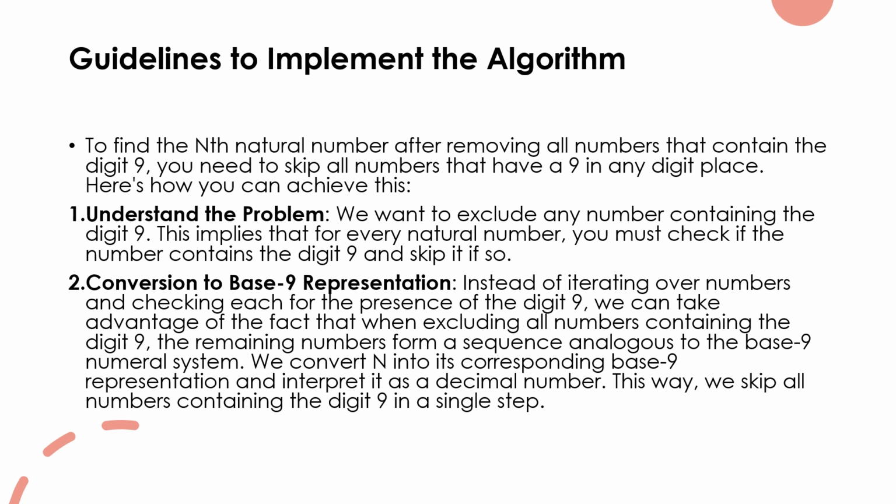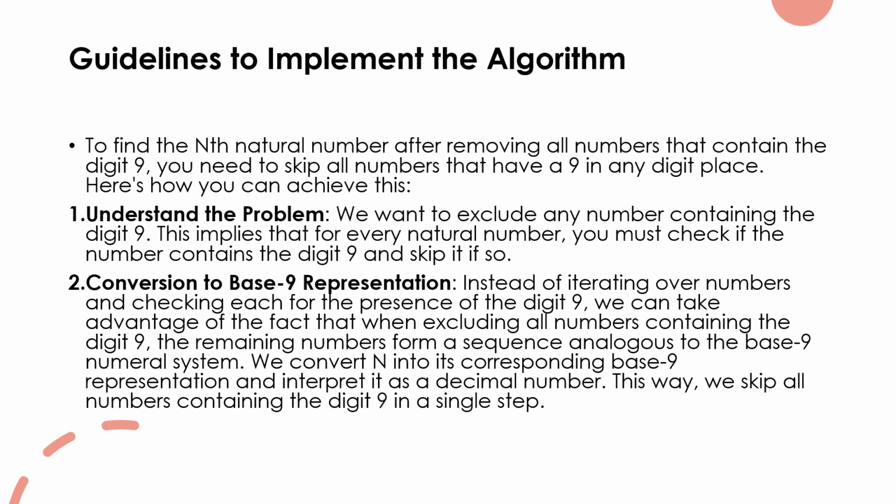Instead of iterating over numbers and checking each for the presence of the digit 9, we can take advantage of the fact that when excluding all numbers containing the digit 9, the remaining numbers form a sequence analogous to the base 9 numeral system. We convert n into its corresponding base 9 representation and interpret it as a decimal number. This way, we skip all numbers containing the digit 9 in a single step.